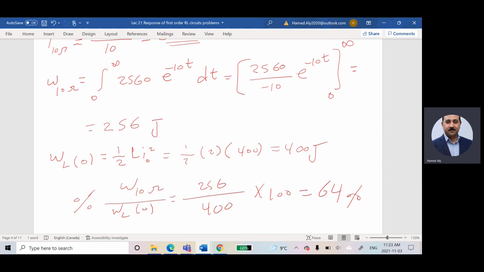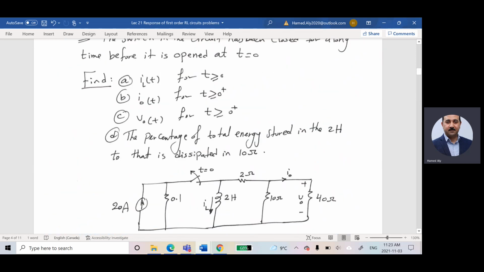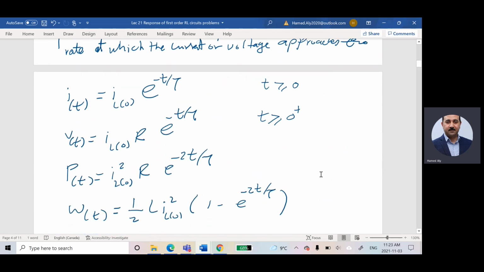I have to put in your mind, I couldn't use these equations unless I have only one R and one L. So if I have many R and many L, I have to find R equivalent and I have to find L equivalent. And after that, I can distribute the current or the voltage and I can calculate the power.